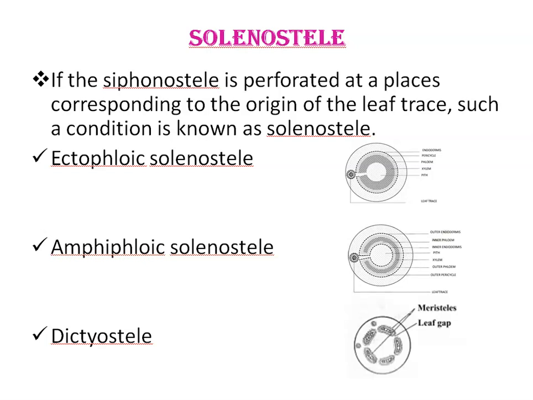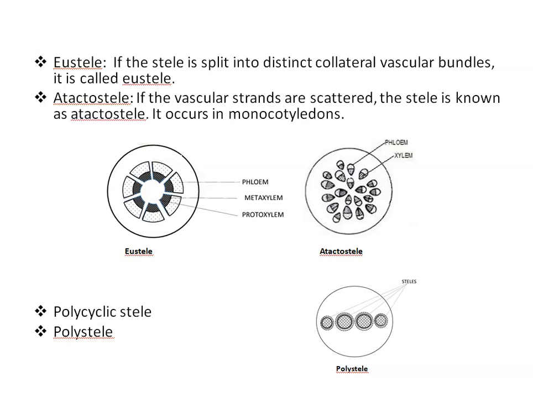In this case, the solenostele is broken into a network of separate, you can see here, broken into a network of separate vascular strands due to crowded leaf gaps. These are the leaf gaps. So in such cases, each separate vascular strand is known as meristele. Each meristele is of a protostelic type, and the dictyostele is a ring of many meristeles.